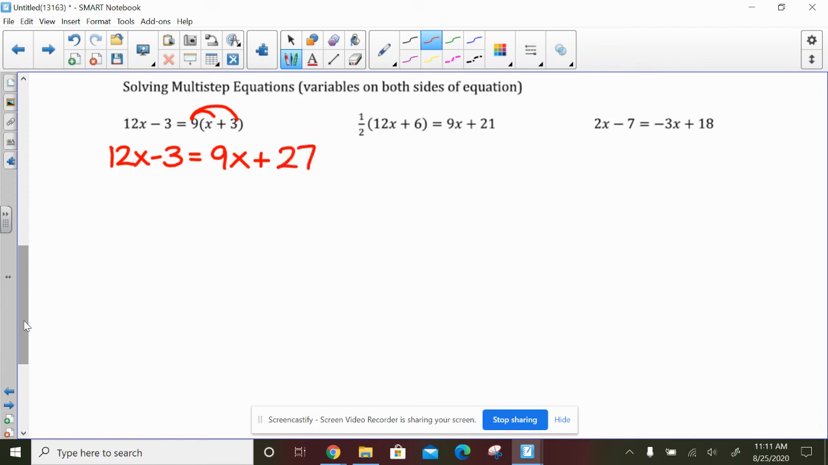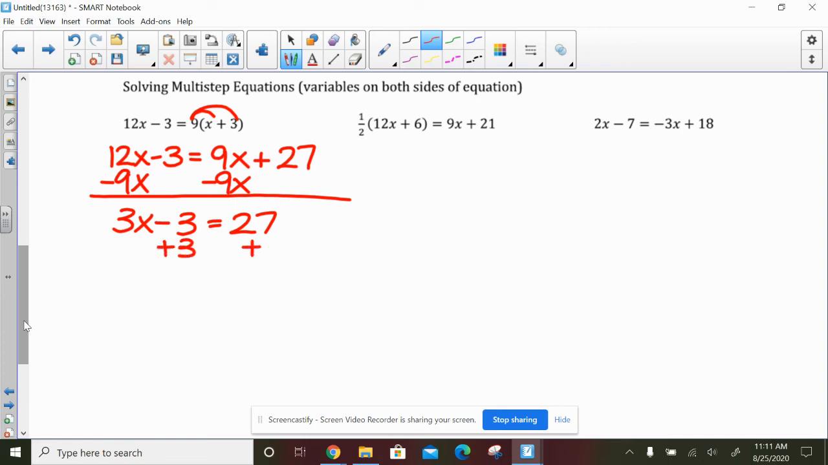Okay, now, since my equal sign is now in the middle, now I have to start moving stuff around. So I'm going to first, since this is a positive 9x, I am going to subtract it from the 12x. That gives me 3x minus 3 equals 27. Okay, now I'm going to add 3 to both sides. 3x equals 30. And then I'm going to divide by 3. So x equals 10.